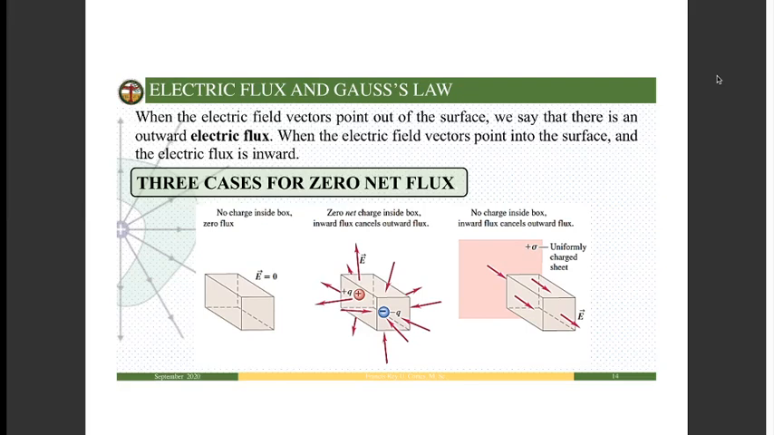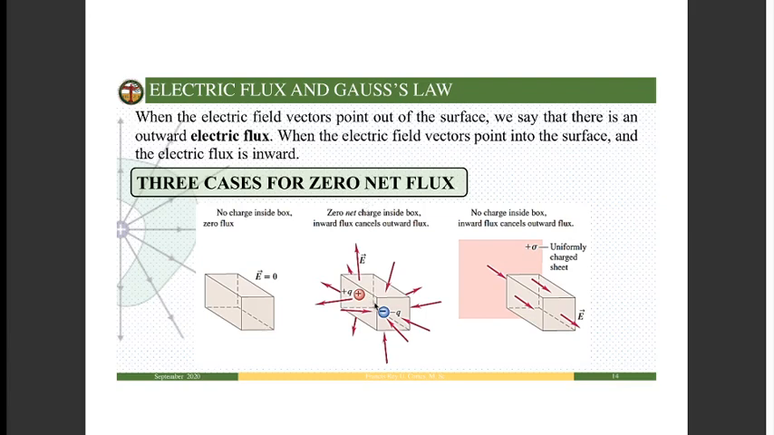Now another way to state Gauss's law: what are the three cases where we have a zero total flux, or zero net flux? Net means total. The first case where you have a zero net flux is when there is no charge inside the box. For example, this is the box in question, and there is no charge inside. Therefore the electric flux is zero, because in the first place there is no source of electric field. There is no source charge inside, so there is no electric field and no electric flux.